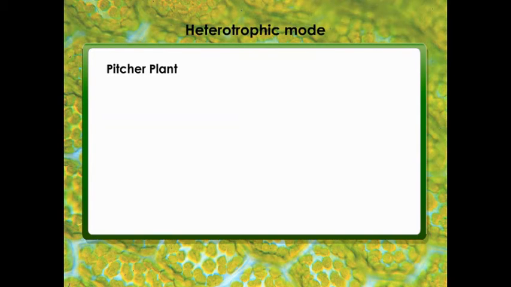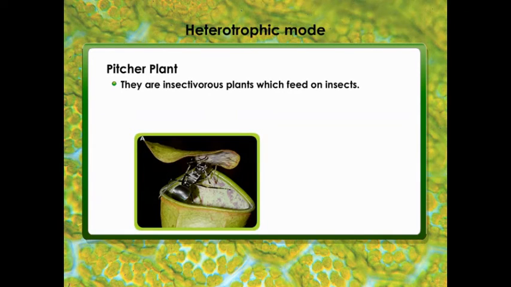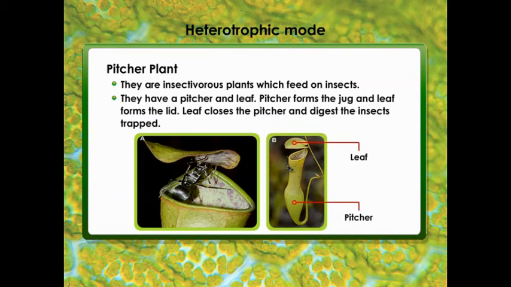Pitcher plant. They are insectivorous plants which feed on insects. They have a pitcher and leaf. Pitcher forms the jug and leaf forms the lid. Leaf closes the pitcher and digests the insects trapped.